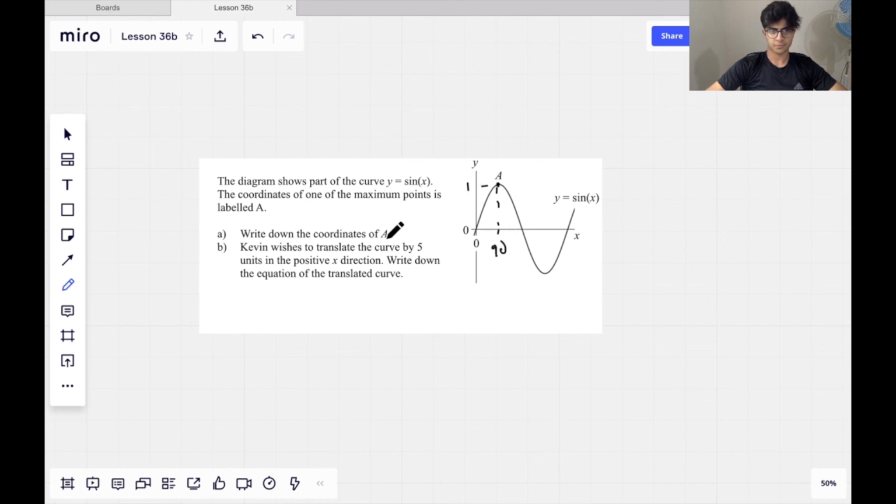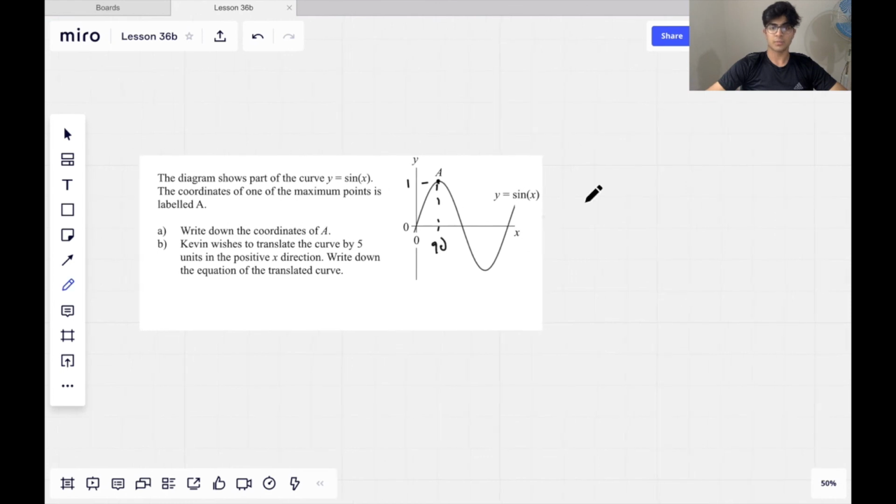Kevin wishes to translate the curve by 5 units in the positive x direction. Write the equation of the translated curve. So we want to translate by 5, 0, in the positive x direction. What you'll have to do is replace x by x minus 5. So I say x goes to x minus 5. This sign means replace what's on the left with the right. Replace x with x minus 5 if you want to translate like this. So we look at the function y equals sine x, and replace x by x minus 5, so y equals sine of x minus 5. And there we go.